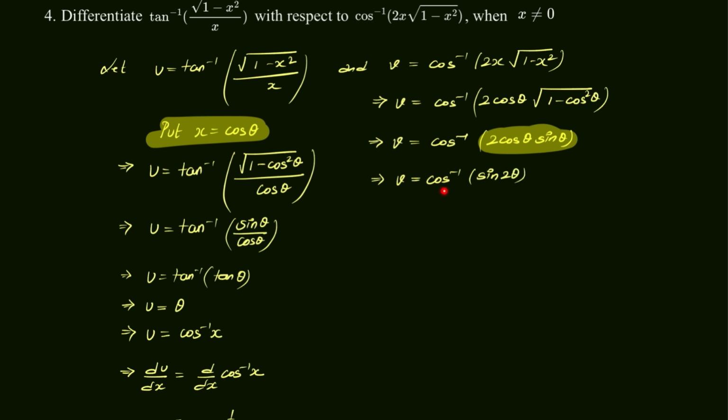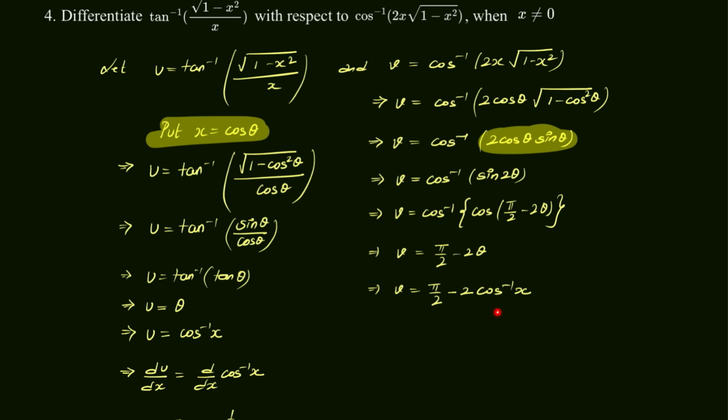Now since there's cos inverse outside and sin inside, we have to change this sin into cos, and we know that cos of 90 minus theta is sin theta. So using that formula here we can write this sin 2 theta as cos of 90 minus 2 theta. So now since we have cos inverse and cos here, that means v will be equal to pi by 2 minus 2 theta. Now let us put back the value of theta from this particular equation, that is theta equals cos inverse of x. So that means here it will be cos inverse of x.